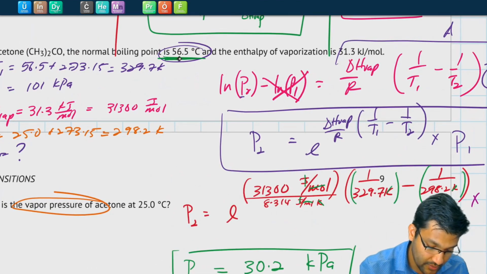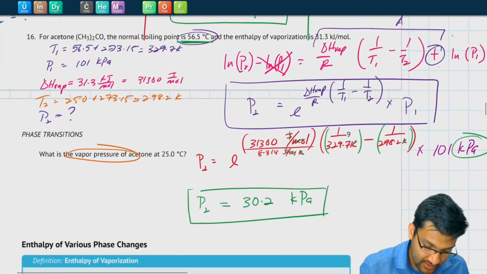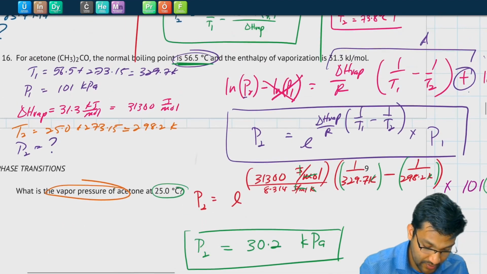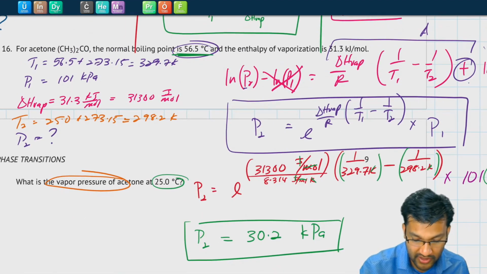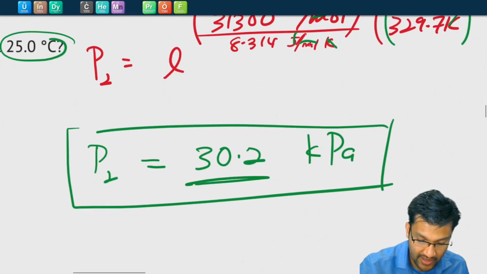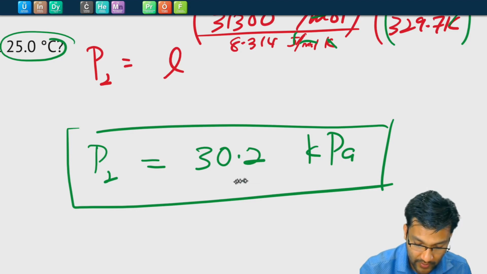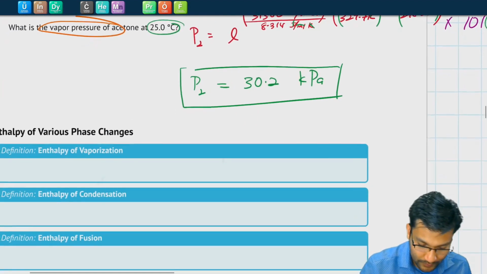So the temperature was 56.5 degrees Celsius, the normal boiling temperature. And the question is, if we lower the temperature, then the vapor pressure should be not atmospheric pressure, but lower than atmospheric pressure, and 30.2 is lower than 101. So it sort of makes some sense. Whether or not it's accurate, we'll see.